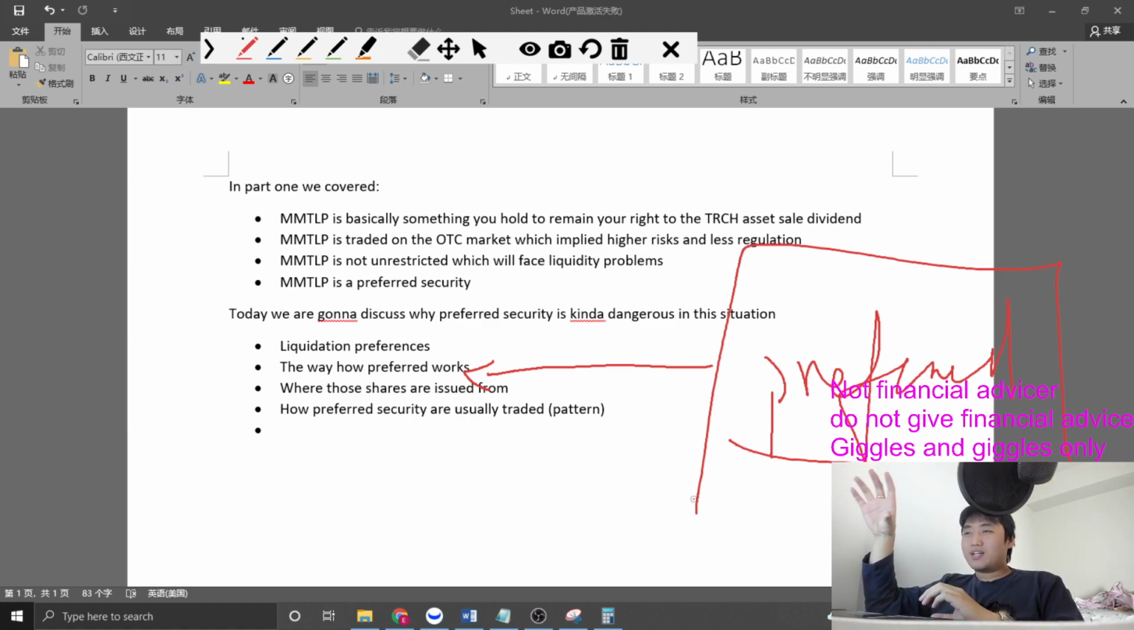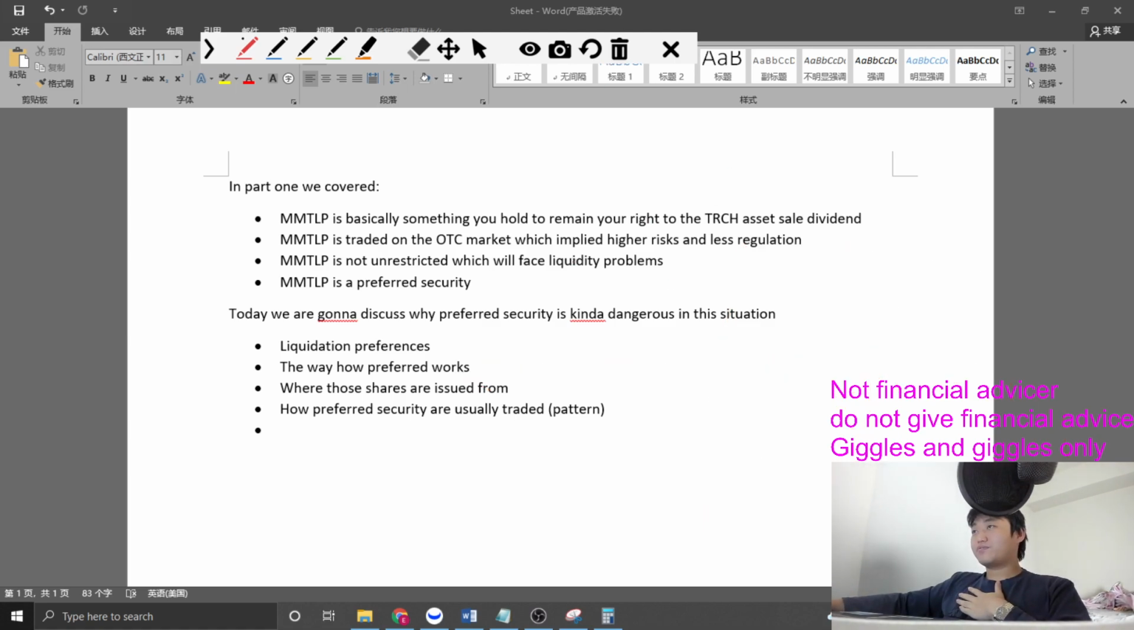Sure, why not? But it does not necessarily mean that you cannot create another class of financial instrument that might or might not con your future shareholders a little bit. This is why a lot of times when preferred shares are traded on the open market, you will see a very similar pattern like this.